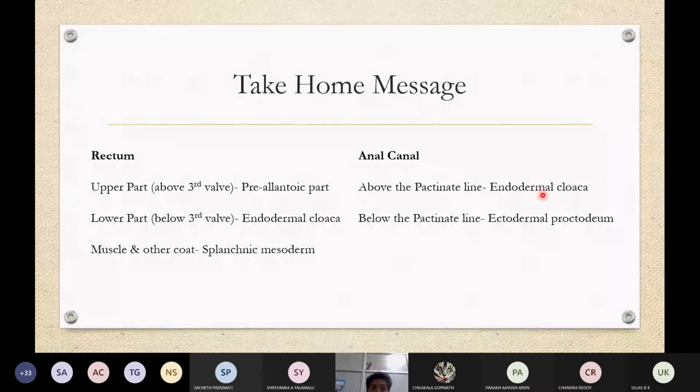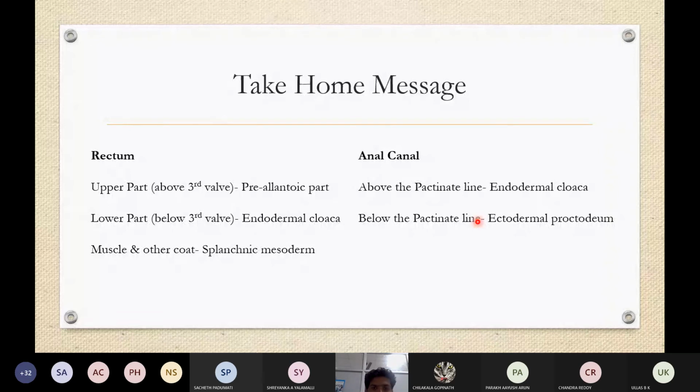Even the muscular lining and other structures are also developed from the mesoderm once again here. So the junction between the endodermal and ectodermal area is called the mucocutaneous junction, which will be clearly defined by the presence of hair and a dark lining of Hilton's line, the pectinate line, which will be shown to you in the gross anatomy. Hope it is clear.